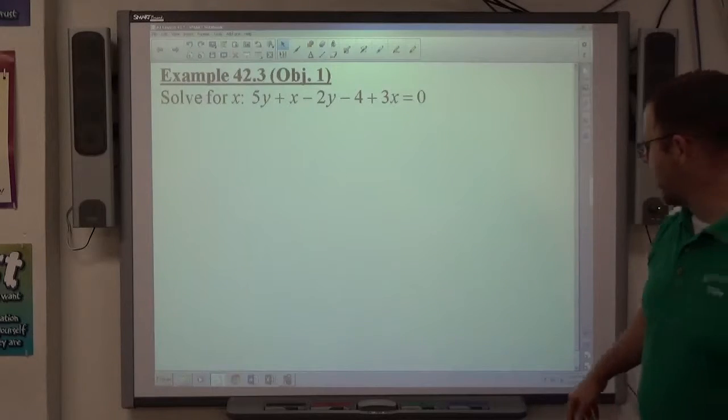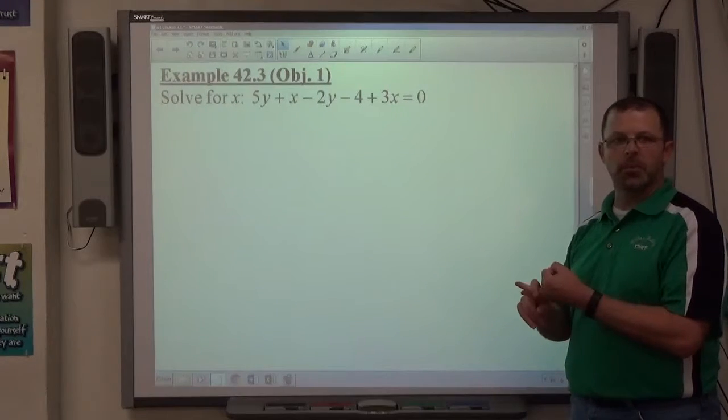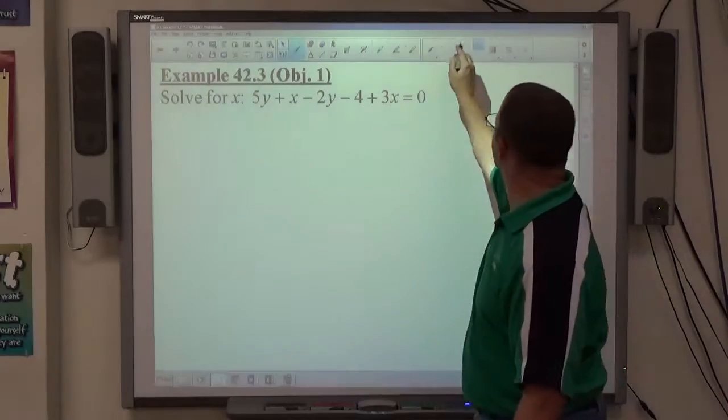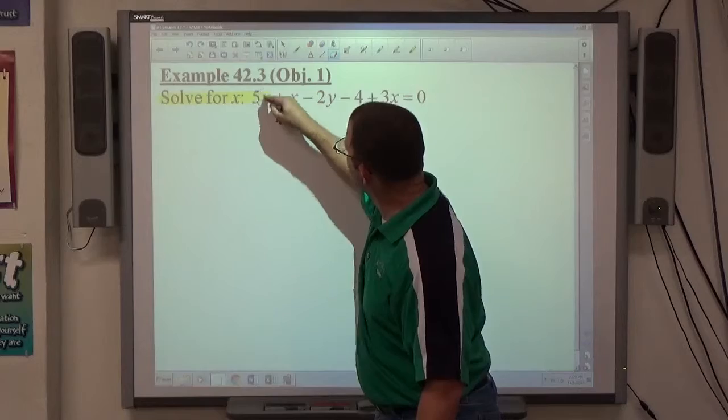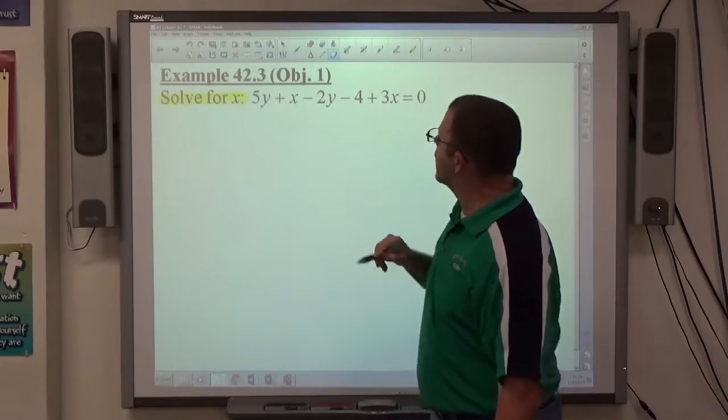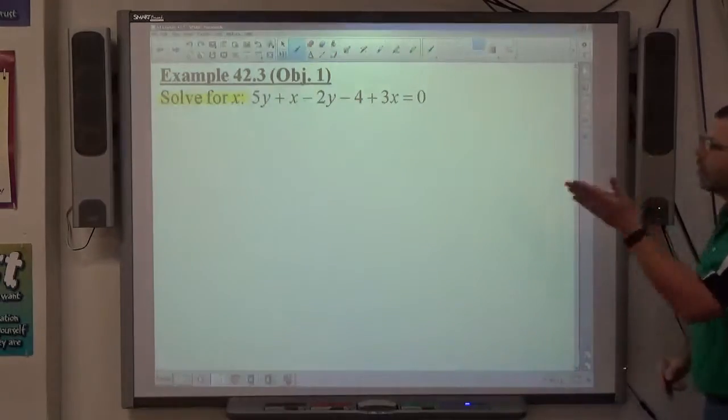Example 3, solve for x. Once again, I see no fractions and no parentheses, so I can immediately worry about what I'm solving for. It says solve for x. Oops, rambunctious there with my highlighter. Solve for x.